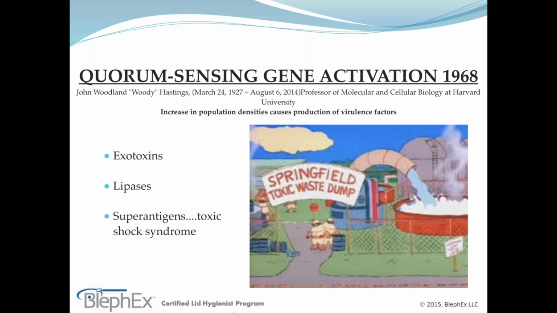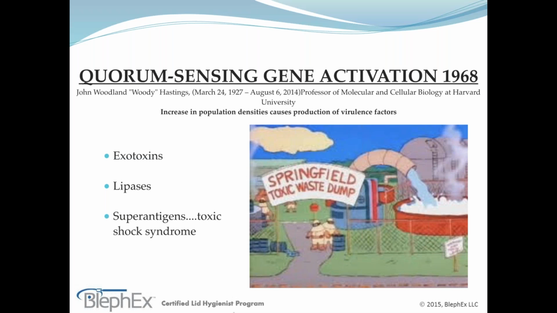Toxic shock syndrome is a superantigen that is produced by Staph aureus, and it's actually the same superantigen that's going into your meibomian glands, your lash follicles, your lacrimal glands. It's really bad stuff. It's chronic and low grade, but it's bad stuff over a long period of time.